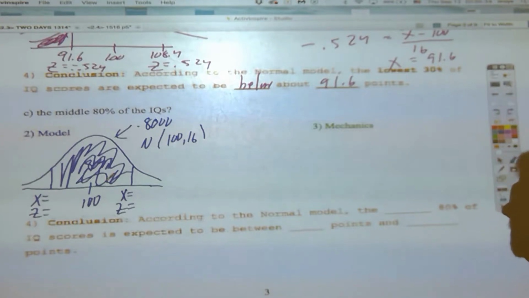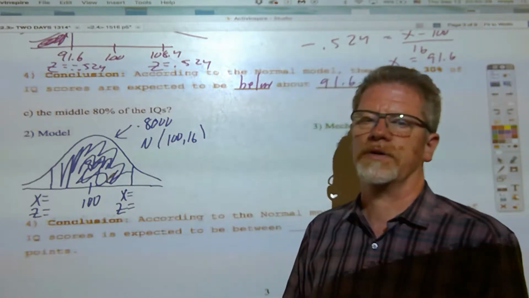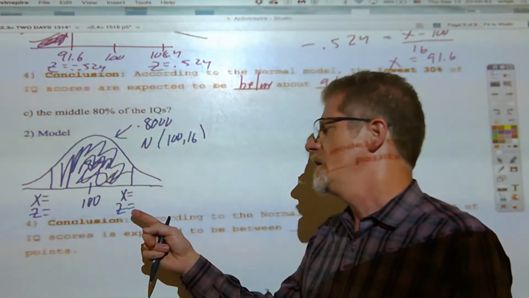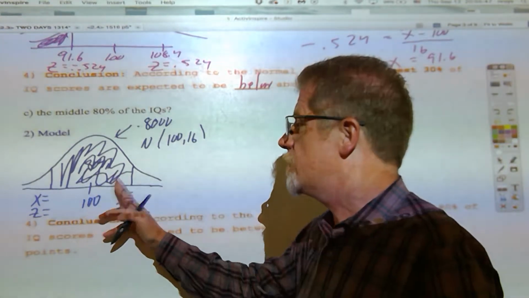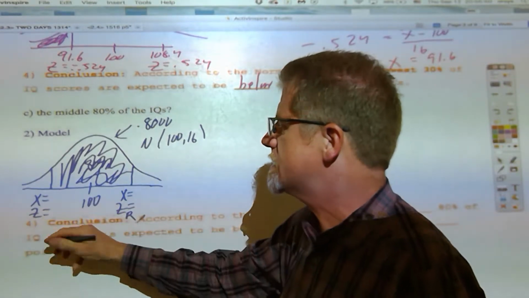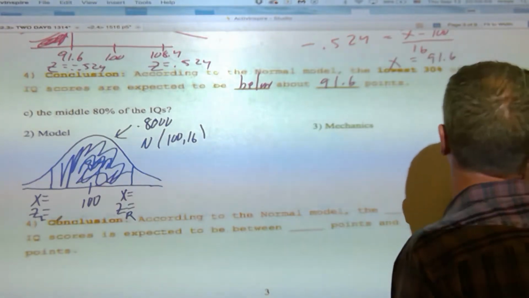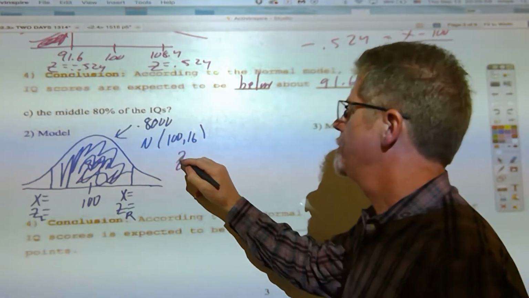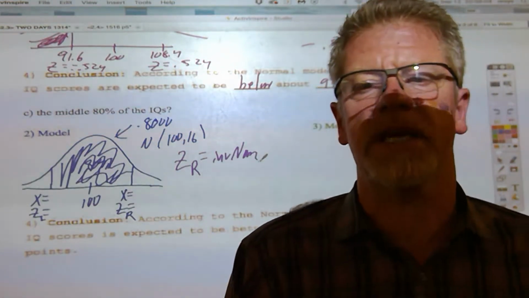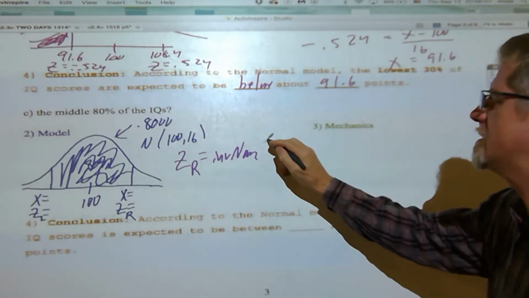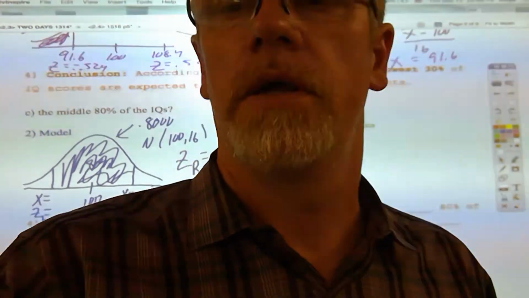Well, to find that out, we could find either this Z or that Z. It doesn't matter which one, because they're opposites of each other due to symmetry. So how about I pick this one? I could even call it Z sub R, the Z score on the right of the shaded region. This Z score would be called Z sub L, the Z score on the left. So to find Z sub R, we'd use inverse normal. Now, pause the video for a second while you think about what number you would type into the calculator for inverse normal. Just go ahead and pause that and come back when you're done.